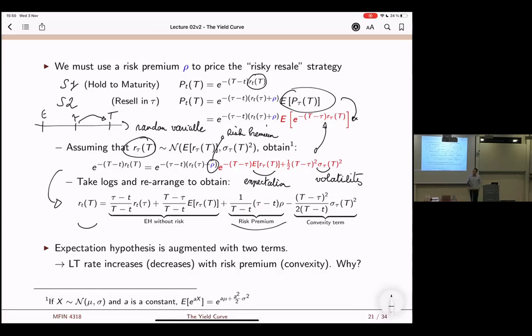Now, what might be more surprising at first is that, well, wait a minute, there's another term that is related to risk, which is this one here, related to the volatility. Here you have the square of the volatility, so that's the variance. And that term actually decreases the long-term rate, right? That might be surprising. And that, I would argue, is related to the effect that I call convexity, right?